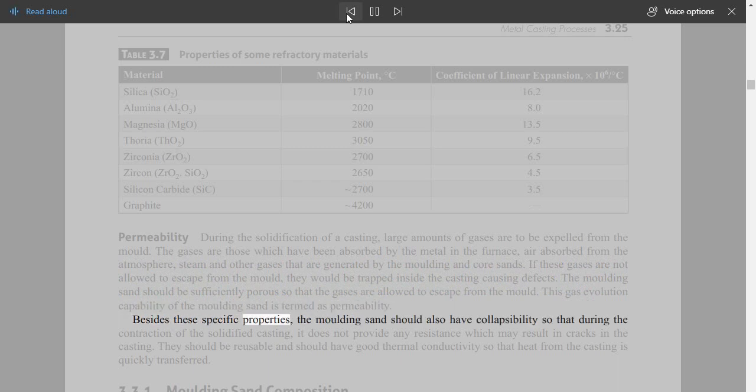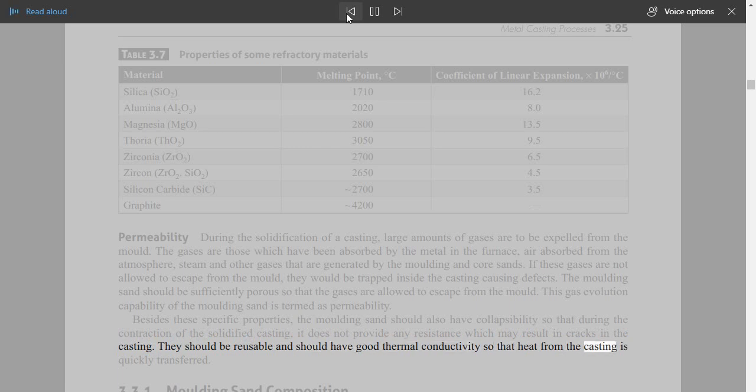Besides these specific properties, the molding sand should also have collapsibility, so that during the contraction of the solidified casting, it does not provide any resistance which may result in cracks in the casting. They should be reusable, and should have good thermal conductivity, so that heat from the casting is quickly transferred.